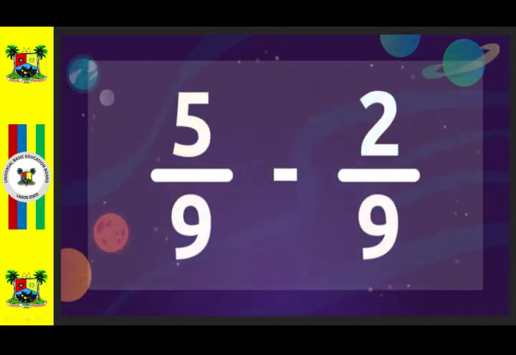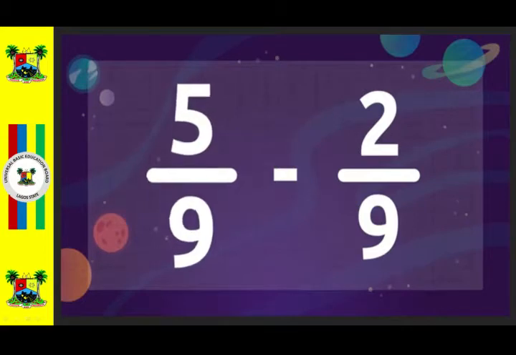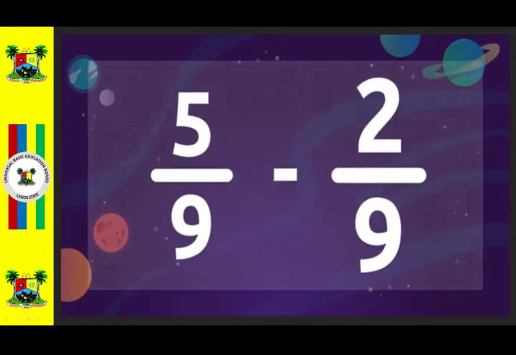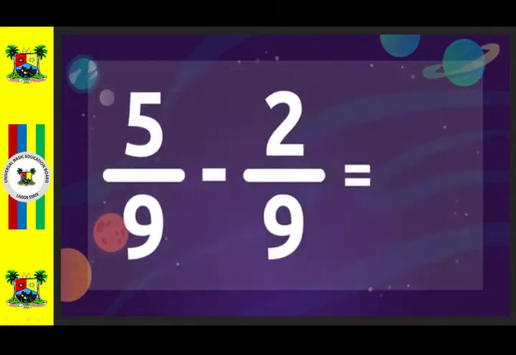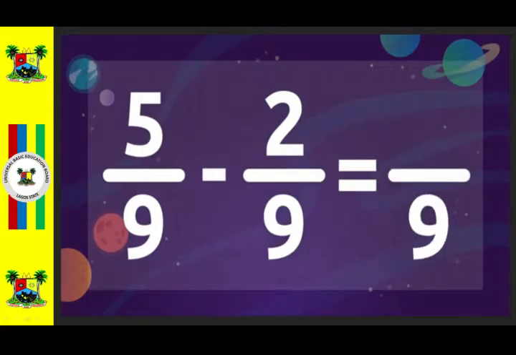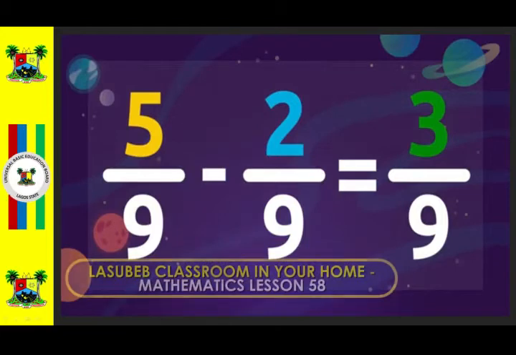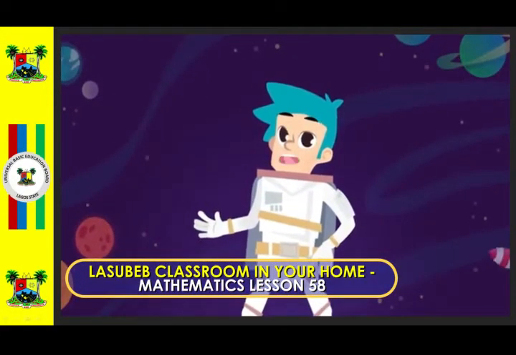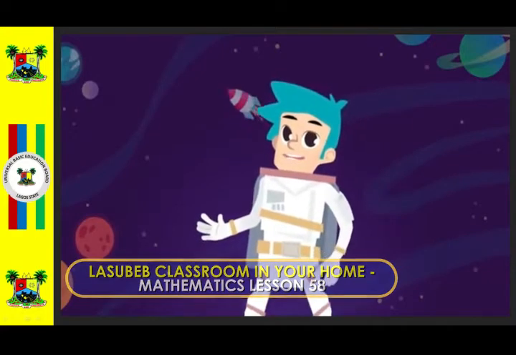We need to solve this math problem. 5/9 minus 2/9. The denominator stays the same. In this case, it's the number 9. Now we subtract the numerators. That is 5 minus 2, which equals 3, which will be the numerator in the answer. The result of this math problem will be 3/9. Are you up for a challenge to practice a bit more?